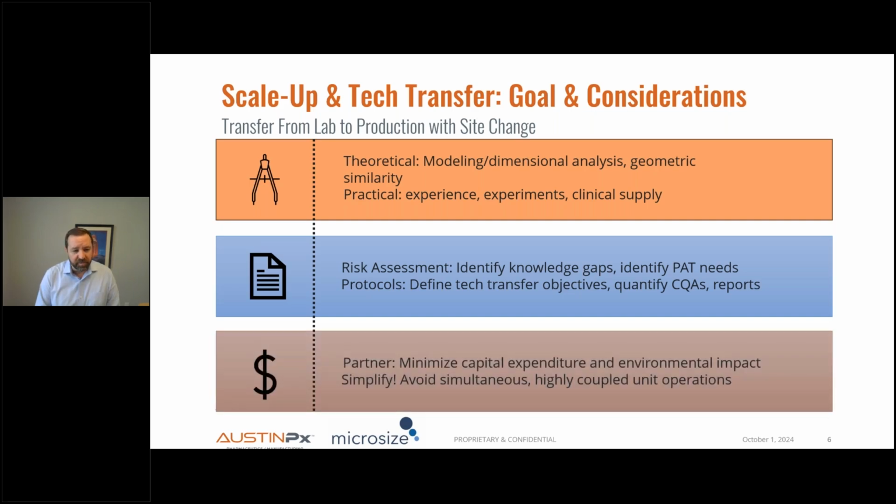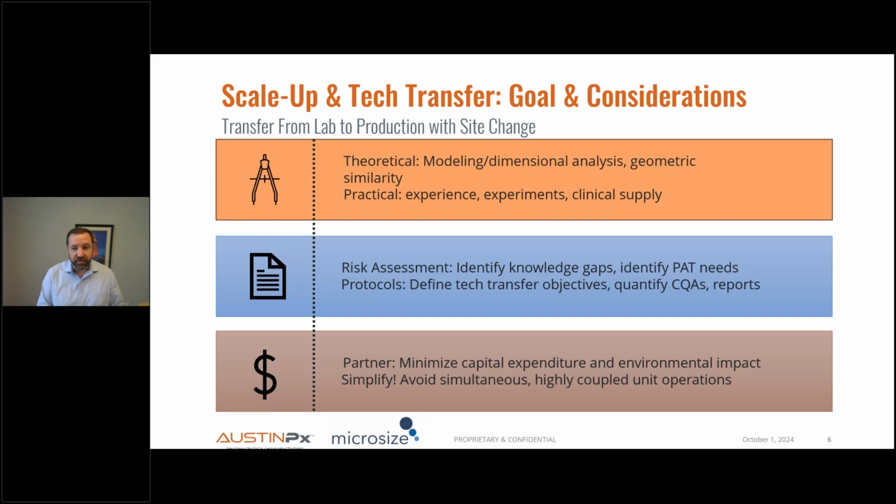And then, you know, there's a more strategic view, especially if you're a large company and you have a portfolio to manage, which is making sure that you have the right partners for the right technologies that you're employing. For example, if you can minimize capital expenditure and environmental impact, the total cost of your product development process may go down, and selecting partners that have existing infrastructure as well can minimize overall cost and speed to market.